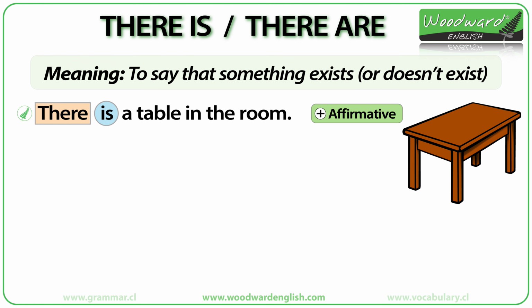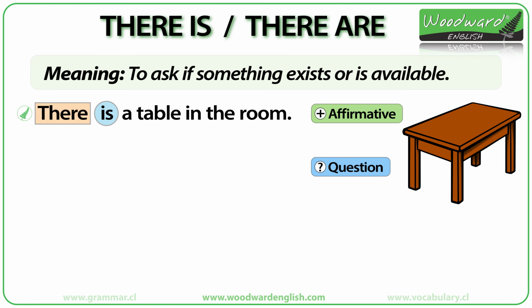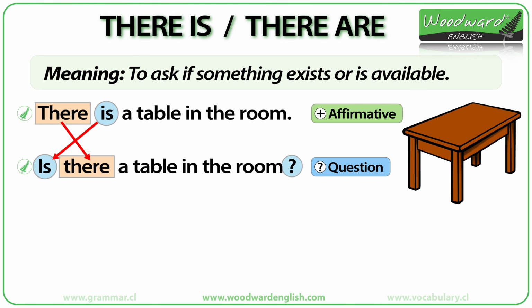Now look at this. There is a table in the room. This is an affirmative sentence. This is to say that something exists in the room. What exists? A table. But how can we change this affirmative sentence and make it a question? How can we ask if something exists or is available? We change the order of there is and there are to make a question. For example, there is a table in the room, and it becomes, is there a table in the room?